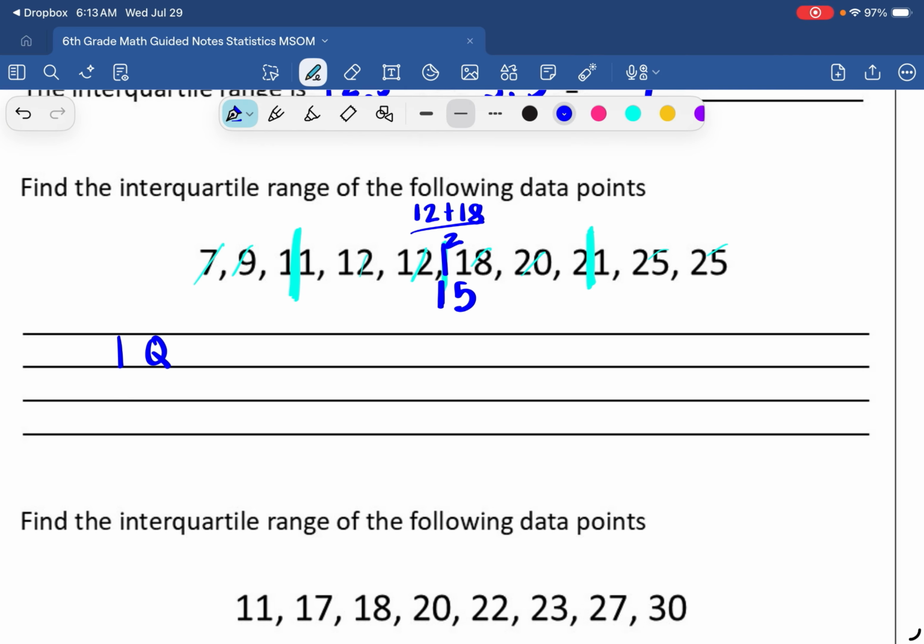So the interquartile range, you will often see abbreviated as IQR. The interquartile range is 21 minus 11, which equals 10.